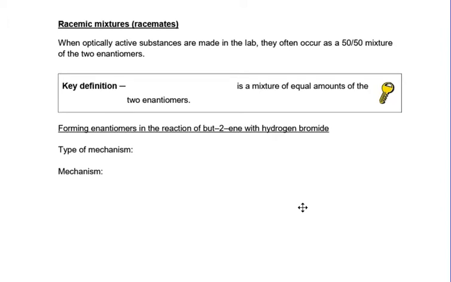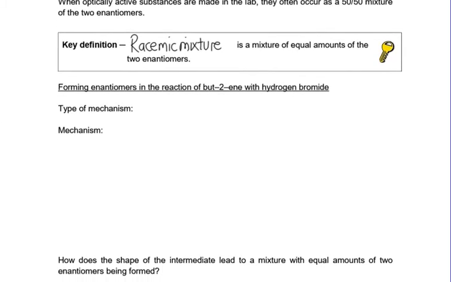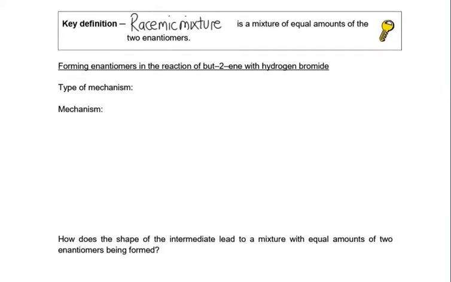So we'll just get both of the two mirror images in equal quantities, and when we get a mixture with equal quantities of each of these two enantiomers or optical isomers, we call it a racemic mixture. So how might you get this happening in the lab, and why do we get a racemic mixture? So let's consider a reaction that you should be relatively familiar with.